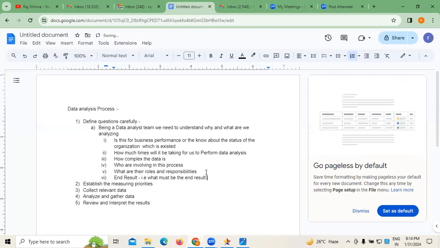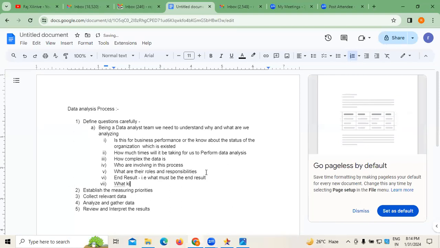What must be the end result? Next, what kind of information do we require to gather?